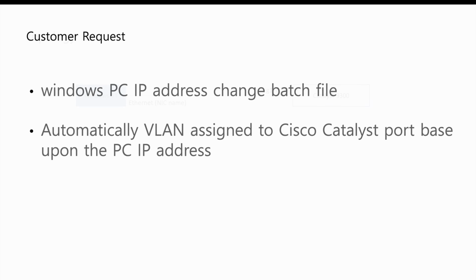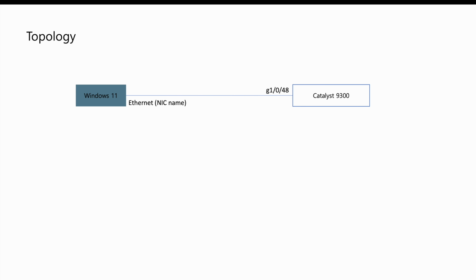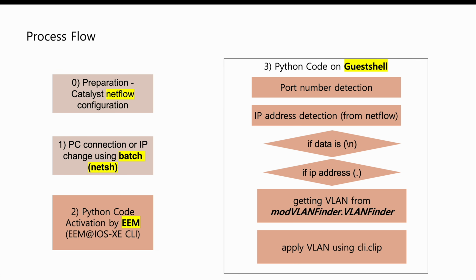Okay, this is a very small topology. Windows PC is over there, with maybe many NICs, and the NIC card nickname is Ethernet. It was connected to Catalyst 9300 GigabitEthernet 1/0/48. 48 is important. And how? This is the topology and the process flow, the workflow.